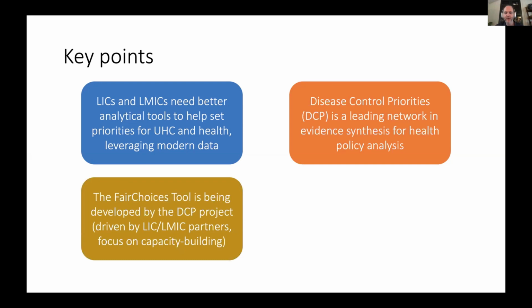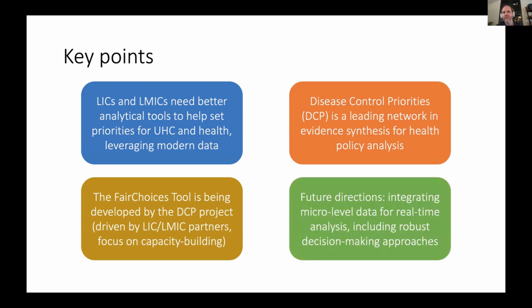And the DCP project is developing this thing called the Fair Choices tool, which is meant to be driven by the needs and interests of low and middle income country partners with a real focus on capacity building, and that this tool over time would be used by more and more countries in their own deliberations. And I think there are some exciting scientific areas for improvements through, for example, integrating micro level data or real-time analysis of policy, and then thinking about more robust approaches to decision making.